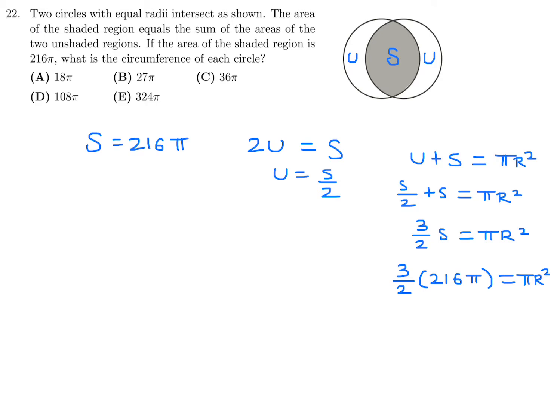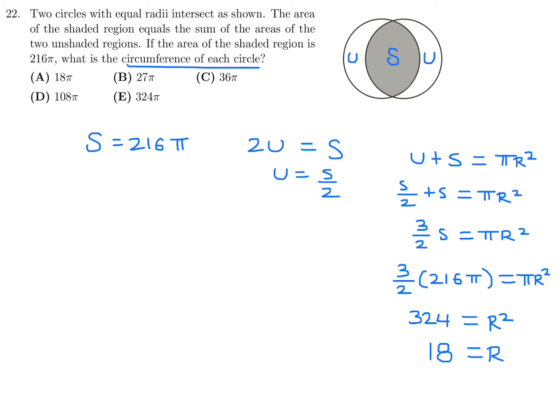Do a little bit of math here. 108 times 3, so 324. 324, and the pi's cancel, and all you're left with is just r squared. So r is going to be the square root of 324, which is 18. So there we go, we got the radius.